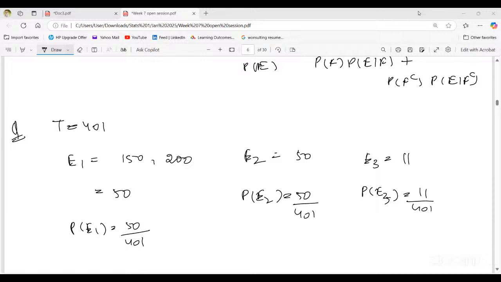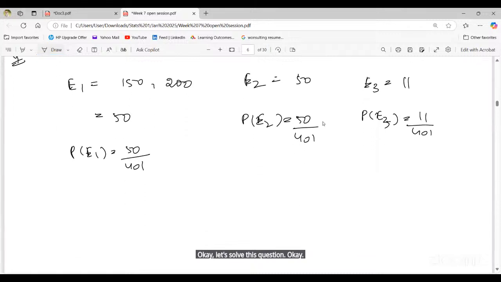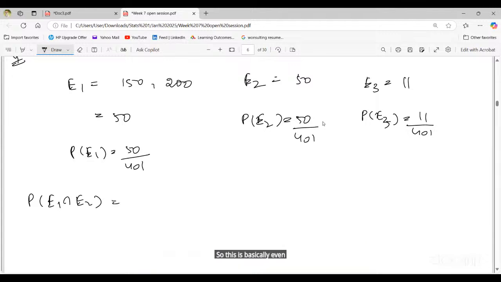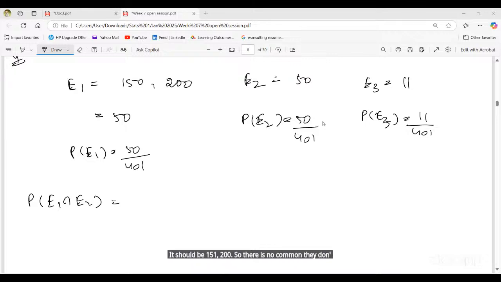Okay, let's solve this question. So now we have to find the probability of E1 intersection E2, correct? E1 intersection E2 is basically the numbers that are... It should be 151 to 200. So there is no common... They don't overlap, right? Ma'am, for E1, the number on it is greater than or equal to... I think they intersect because of 106.